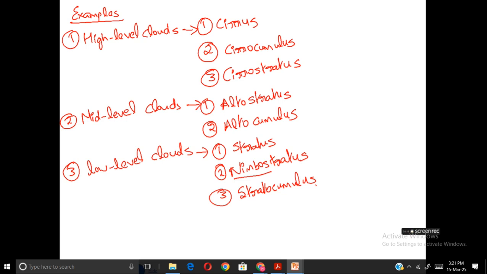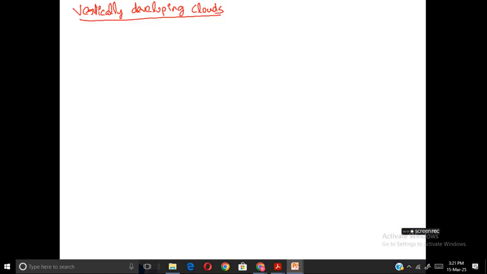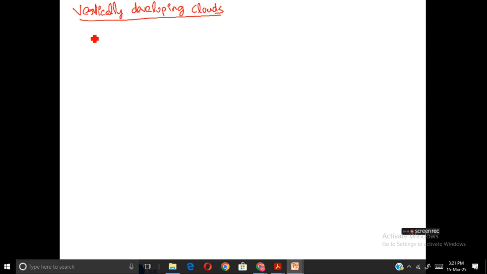So we have high level clouds. Examples are cirrus, cirrocumulus, and cirrostratus. Then here we have mid level clouds, altostratus and altocumulus. We have low level clouds, which are stratus, and we also have vertically developing clouds. Examples are cumulus and cumulonimbus. Some of the cumulus clouds also undergo this vertical development.